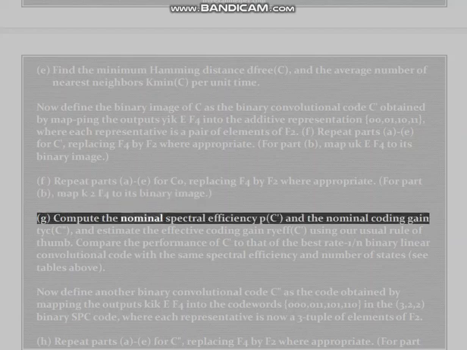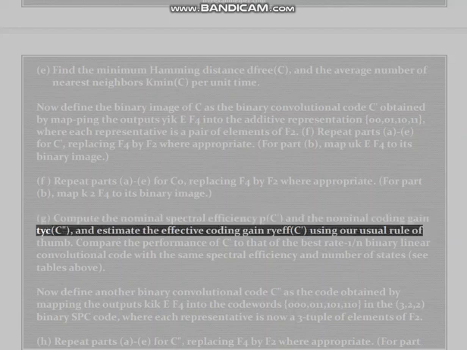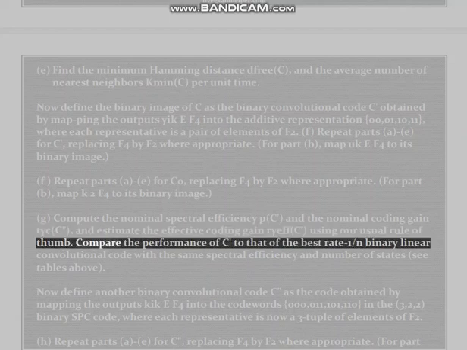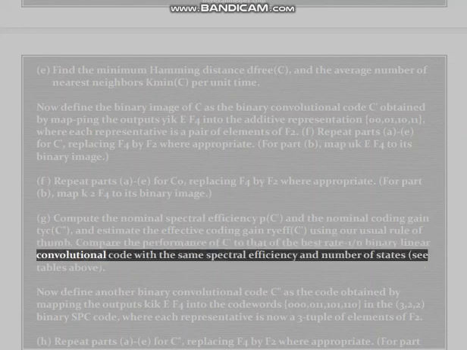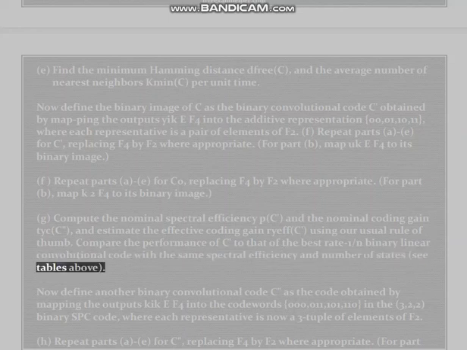G. Compute the nominal spectral efficiency rho(C') and the nominal coding gain gamma_c(C'), and estimate the effective coding gain gamma_eff(C') using our usual rule of thumb. Compare the performance of C' to that of the best rate 1/n binary linear convolutional code with the same spectral efficiency and number of states; see tables above.